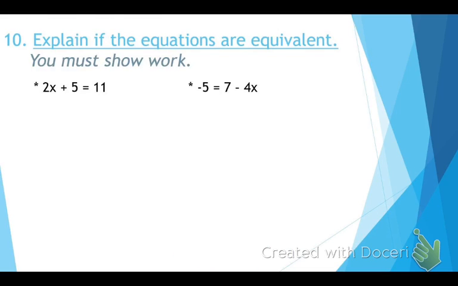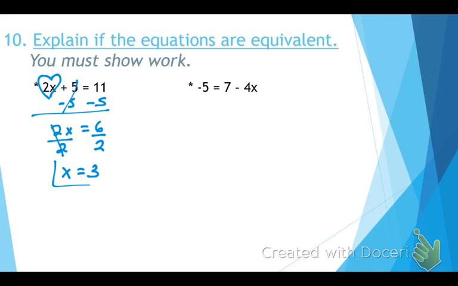We're trying to explain if the equations are equivalent. What does equivalent mean? Equal. Equal, okay? So for this, we're going to get this to stay together, but I'm going to get rid of everything else. 2x equals 6. And now in order to get rid of multiply by 2, I am going to divide by 2. So the first problem, x equals 3.